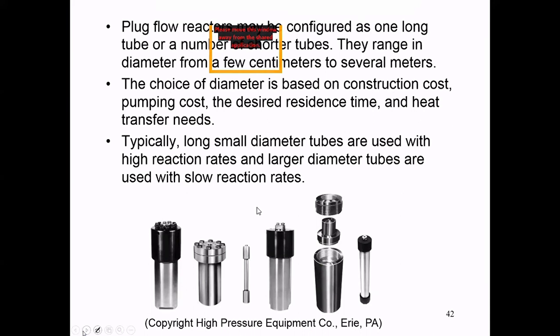Okay, plug flow reactors are configured as one long tube or a number of short tubes. So they can be long or short depending on the reaction. The choice of diameter is based on the construction cost, pumping cost, the desired residence time, and the heat transfer needed. Typically, long, small diameter tubes are used with high reaction rates, and larger diameter tubes are used with slow reaction rates.